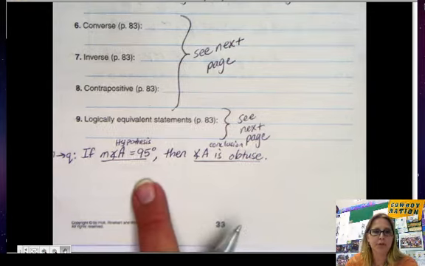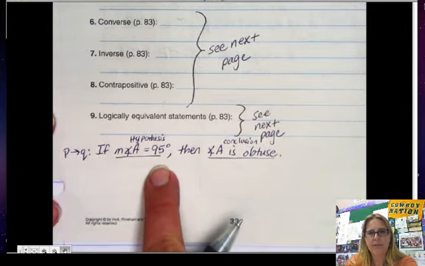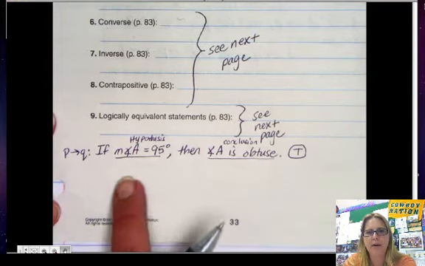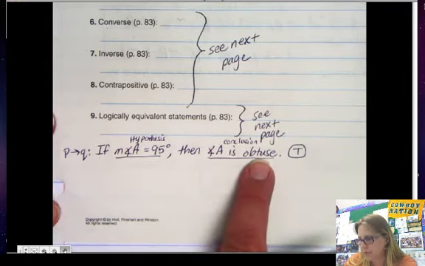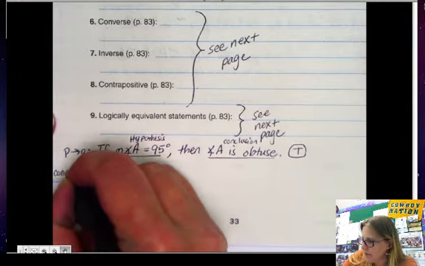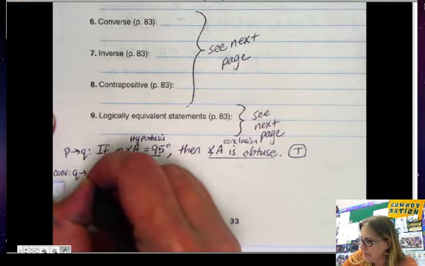That statement is true, right? If it's 95 degrees, then it is obtuse. That is a true statement. So the truth value of this statement is true. Now let's look at the converse. And remember, that's Q arrow P.